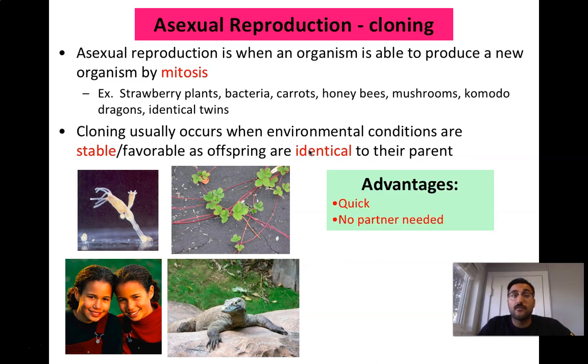The advantages of asexual reproduction are that it's quick. You can do it yourself. You don't need a partner, so you don't have to stress about if you like somebody enough or if they like you. You just like yourself, you make more of you.